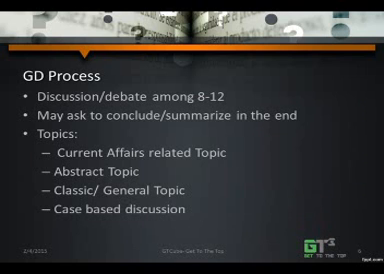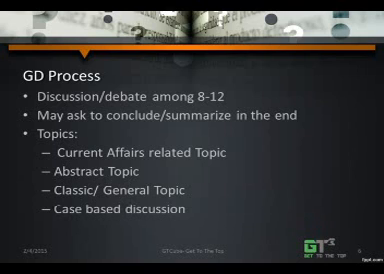Moving ahead, I hope that all of you have got enough motivation and are believing in yourselves that you will be able to crack it. So we'll move ahead in the discussion. First we'll talk about the GD process. It's a simple one: a discussion among 8 to 12 people. A topic is given on the spot, impromptu, by the panel. Then you are given 2 to 3 minutes to think and put your thoughts together, and then you will be asked to start. In the end, you might be asked to conclude or summarize.